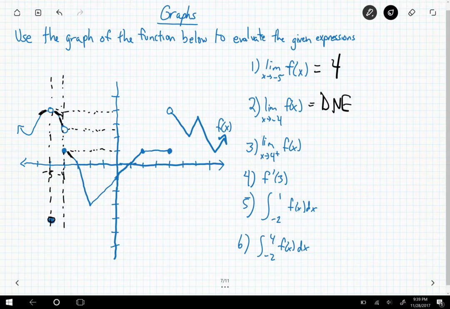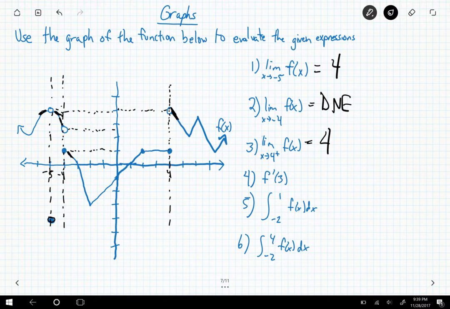Okay, so now limit as x approaches 4 from the right. So we go to 4, and then we're approaching from the right. From the right-hand side, we only care about this way. In this case, we kind of lucked out. It happened to be the same value that we had before, 4. I promise you not every answer is going to be equal to 4, by the way.